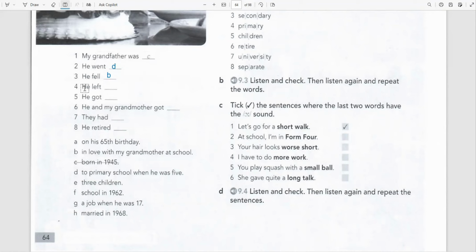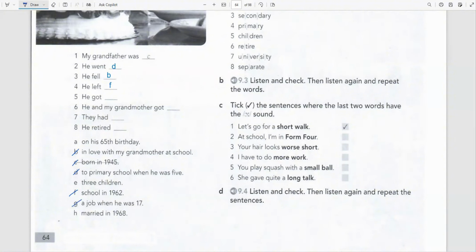And then he left. So it's about school. He left school in 1962. So F. So we can remove the ones that we did. For example, C is gone. D is gone. B is gone. And F is gone, right? So he got a job. He got a job when he was 17. So G is good. So he got a job when he was 17.